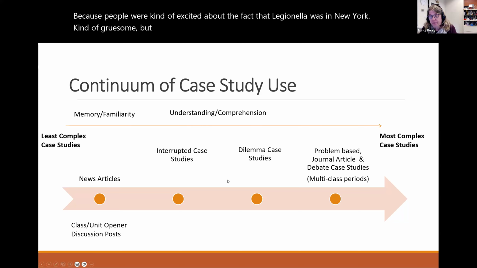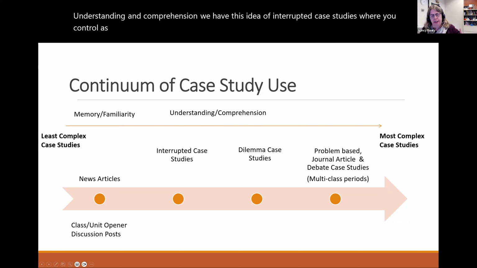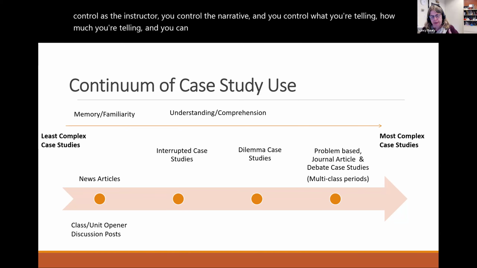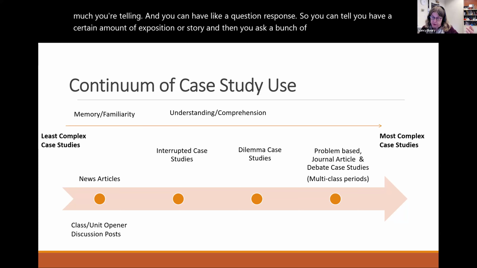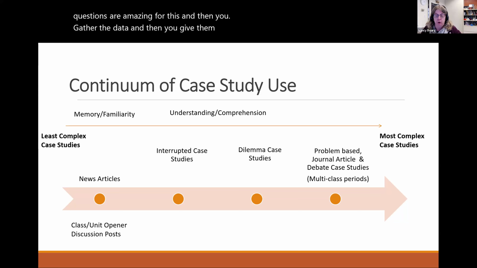And then there's the understanding and comprehension. We have this idea of interrupted case studies where, as the instructor, you control the narrative and you control what you're telling, how much you're telling, and you can have a question response. So you have a certain amount of exposition or story, and then you ask a bunch of questions. Clicker questions are amazing for this. And then you gather the data, and then you give them another piece of information or another chunk of exposition, and then you ask more.